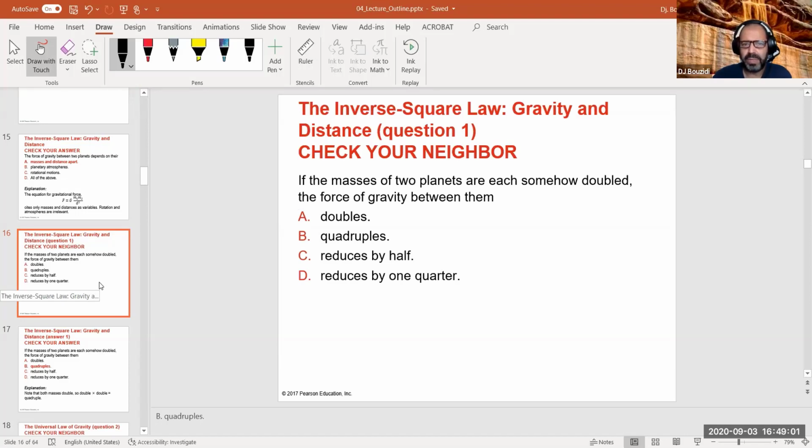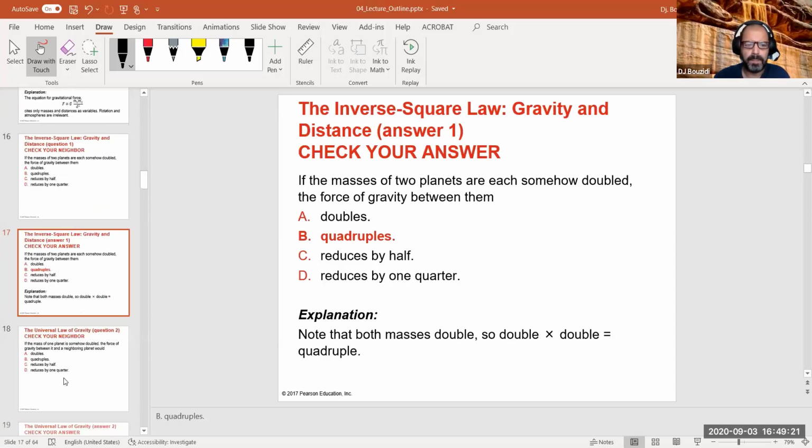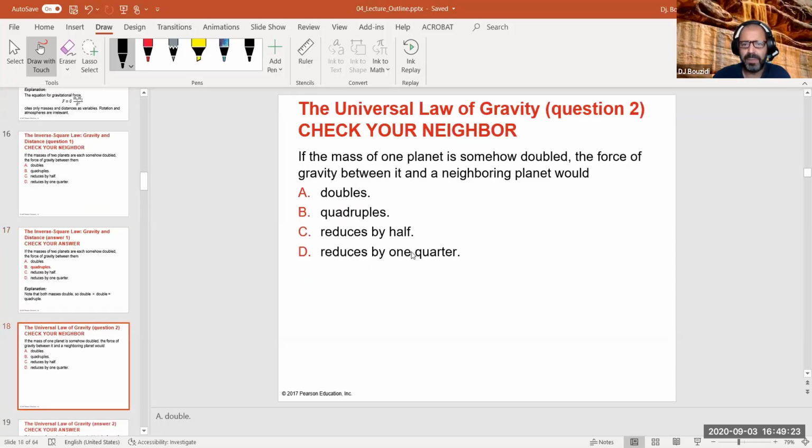If the masses of two planets are each somehow doubled, the force... So if we double mass 1 and double mass 2, we're multiplying the first one by 2 and the second one by 2, and 2 times 2 is 4. So the correct answer should be quadruples. Of course, if we double only one of the masses, the whole force only doubles. That's what that law is saying. If the mass of one planet is doubled, the force of gravity between it and the neighboring planet doubles only.